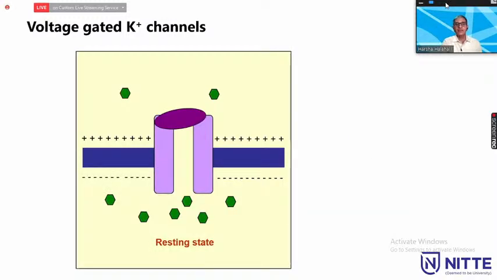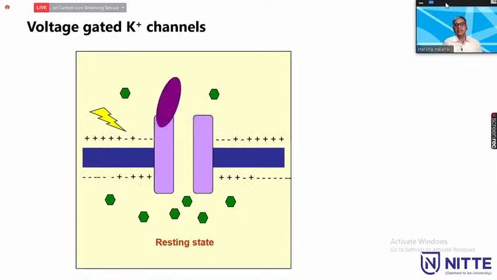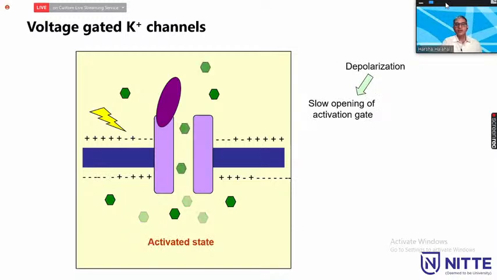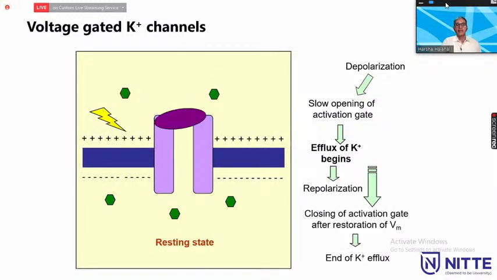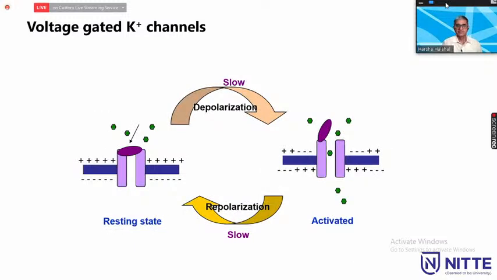You have voltage-gated potassium channels, which have a single gate on the outside. Again, membrane depolarization leads to opening of this channel, but it's a much slower response. These channels begin to open when the sodium channels are beginning to close, and this allows efflux of potassium, outward movement of potassium, which leads to repolarization of the neuronal membrane. And then later on, it returns to the basal state.